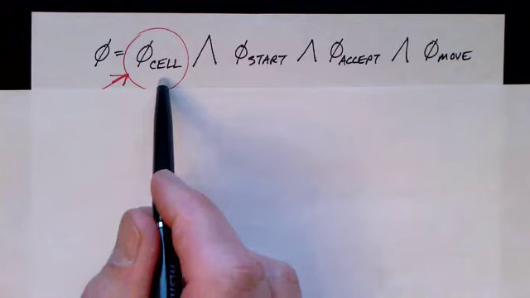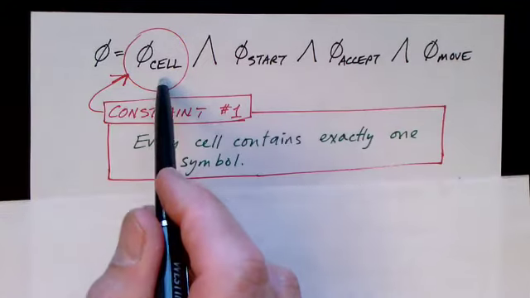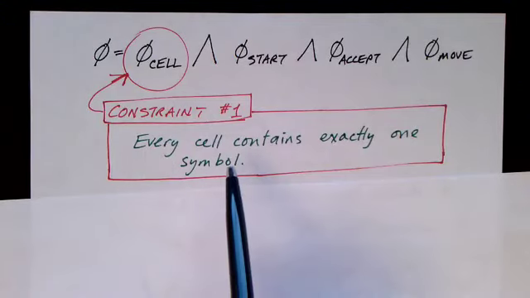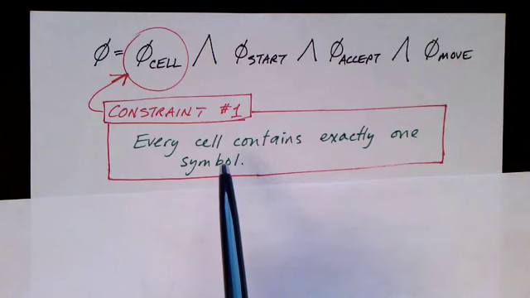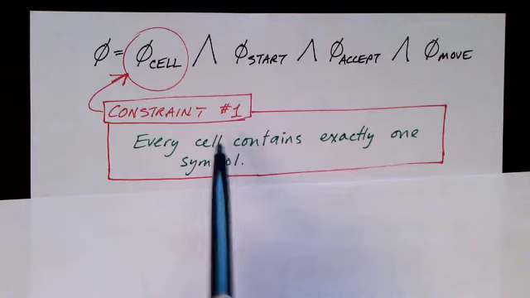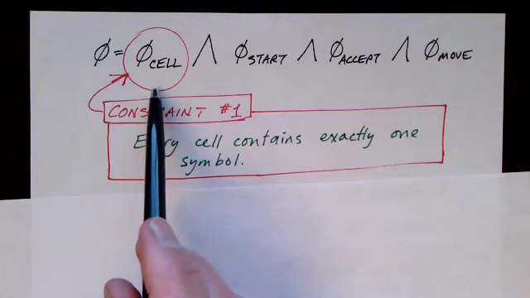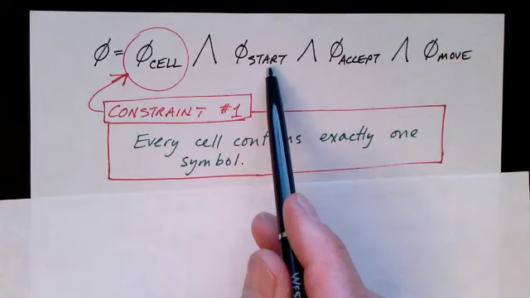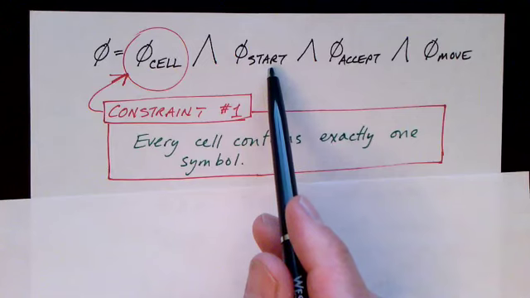Each one of these pieces is a constraint. The first piece is the constraint that every cell in the table contains exactly one symbol. Because of the way we're representing cells of the table, we need to put some stuff into the equation in order to make sure that every cell contains exactly one symbol. The second piece, phi sub start, is the constraint that the first row, the top row of the table, contains a valid starting configuration.